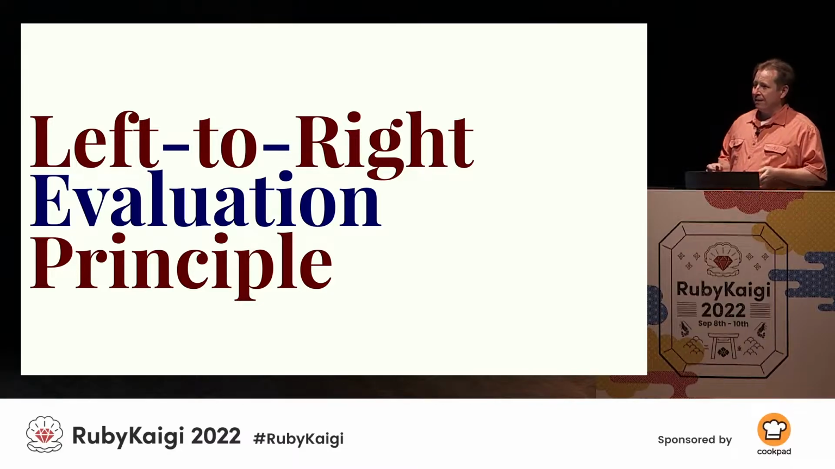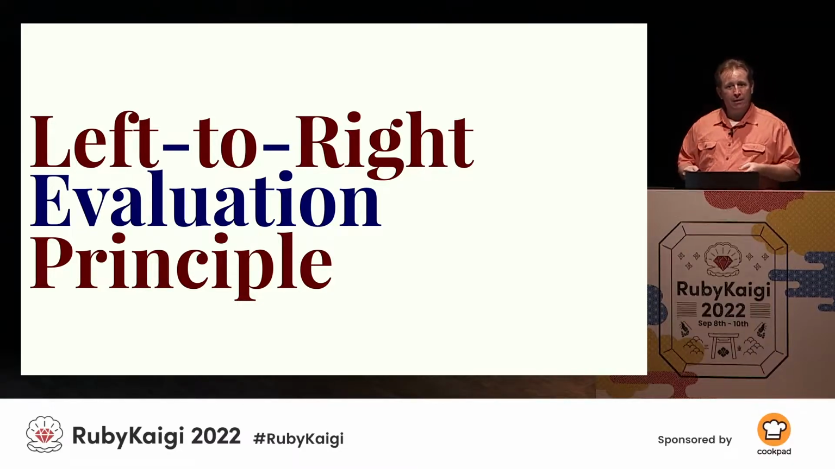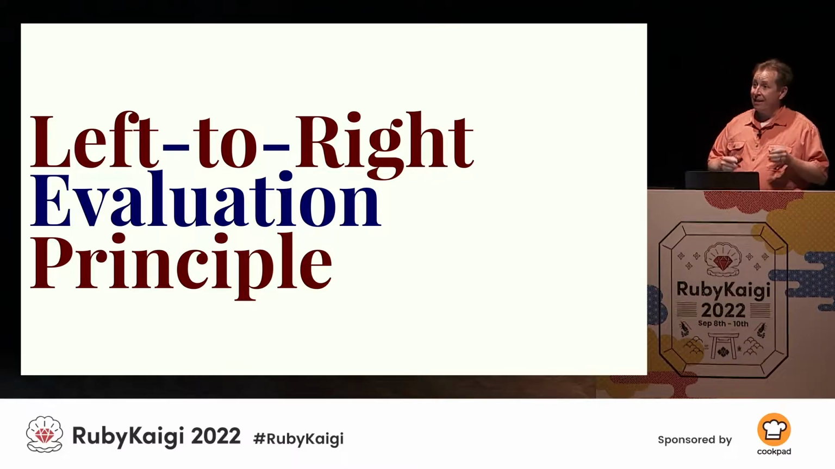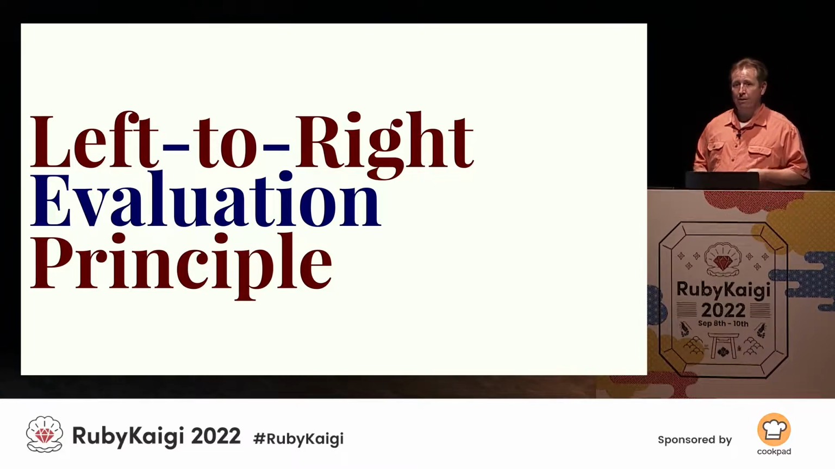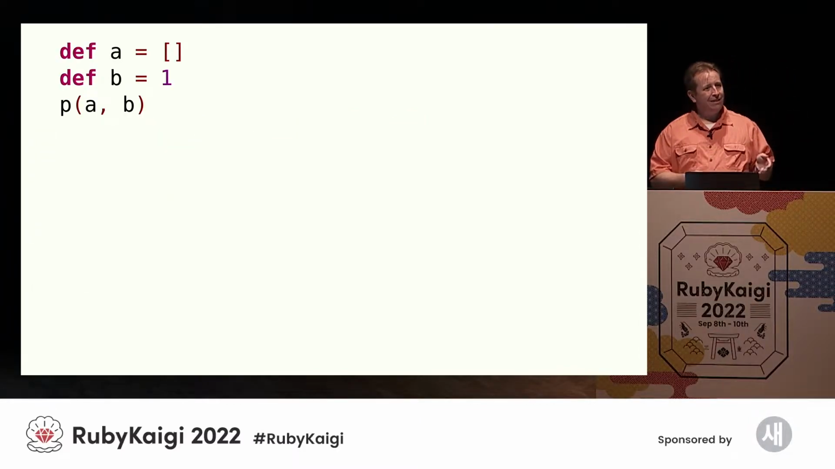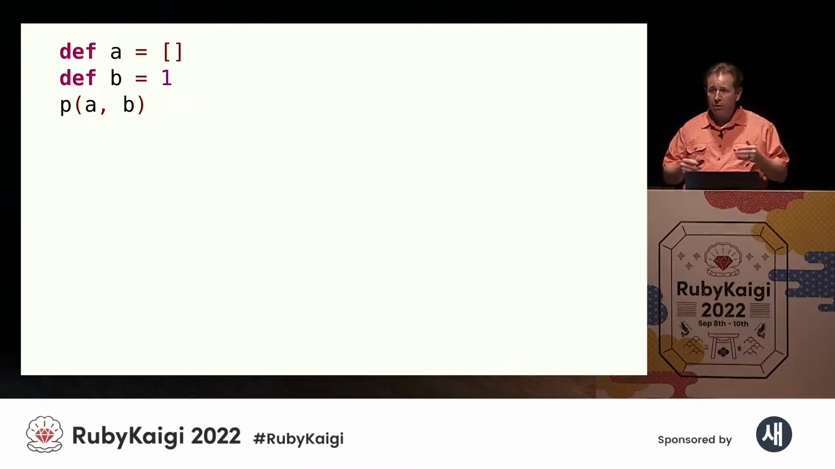Now, the reason that A is evaluated before B is that Ruby follows the left to right evaluation principle, in that a typical expression will evaluate the left part before the right part. You can see the left to right evaluation principle in other cases in Ruby.